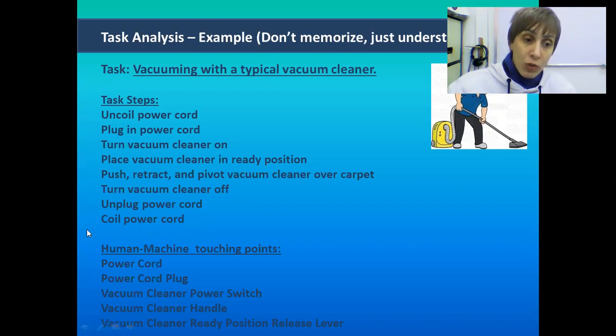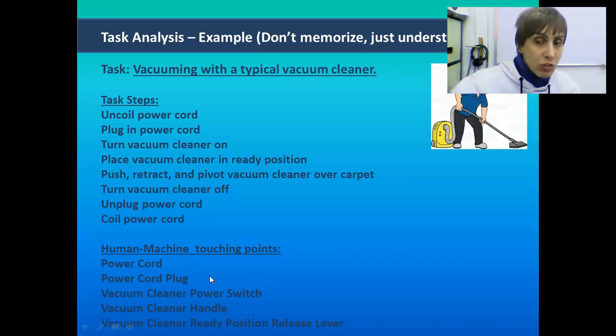Now, we also need to always identify the human-machine touching points. So here we have a vacuum cleaner. There will be touching points between the human and the power cord, the power cord plug, the vacuum cleaner switch, the on-off switch, and the vacuum cleaner handle, you know, the handle, this part here.